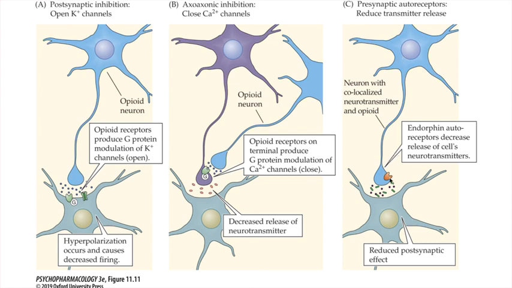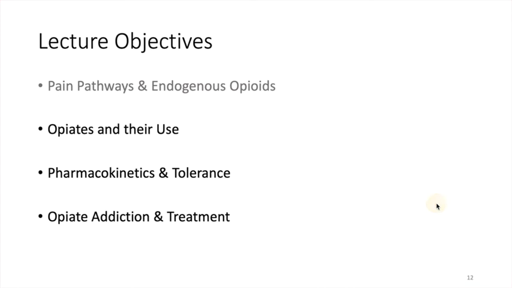Okay, you also have presynaptic autoreceptors. The autoreceptors can modulate their own release, right? Remember, anytime we talk about an autoreceptor, we're talking about the levels of a neurotransmitter modulating its own release. It's not that we're modulating the release of other neurotransmitters, here we're modulating the release of opioids specifically.